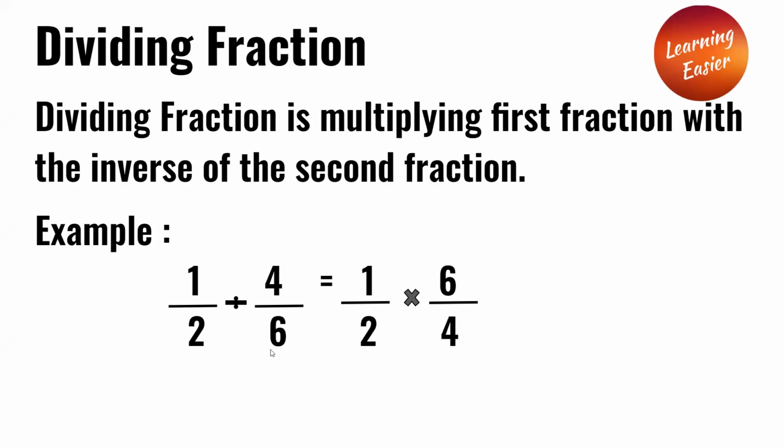When dividing fractions, we can do KCF. KCF stands for keep, change, and flip. You keep the first fraction, you change the division sign into a multiplication sign, and you flip the numerator and the denominator of the second fraction. So 1 over 2 divided by 4 over 6 is equal to 1 over 2 times 6 over 4.